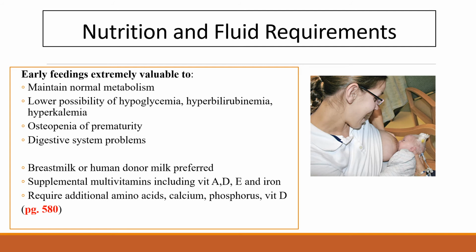So the more that we can get the baby hydrated and get them feeding and voiding and defecating, the less likely they will have problems with their bilirubin. They can also have hyperkalemia. We do want to make sure that we're monitoring the amount of fluids that they're getting. Osteopenia of prematurity can also be a problem, so making sure that they are getting the right amount of calcium within their system and looking for any problems with their digestive system.